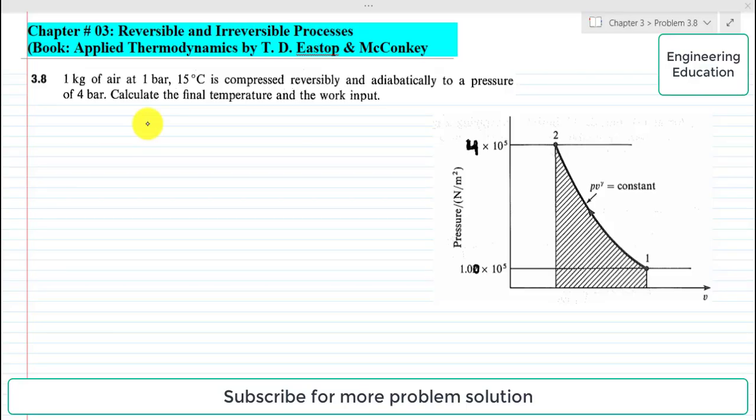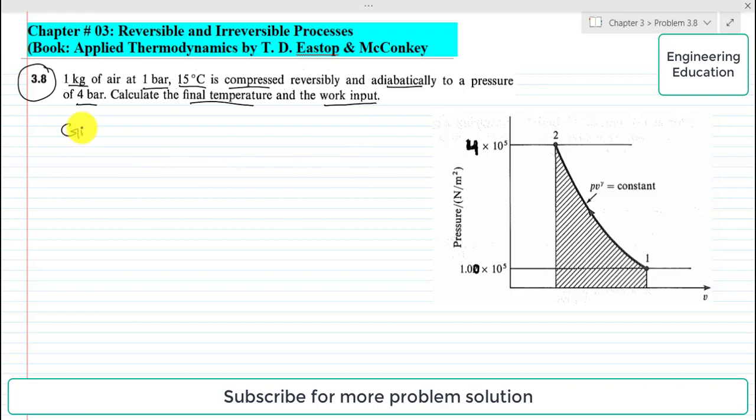In this video we are going to solve problem 3.8, chapter number 3, Reversible and Irreversible Processes, from the book Applied Thermodynamics by Eastop and McConkey. Statement of the problem is 1 kilogram of air at 1 bar 15 degrees centigrade is compressed reversibly and adiabatically to a pressure of 4 bar. Calculate the final temperature and the work input.